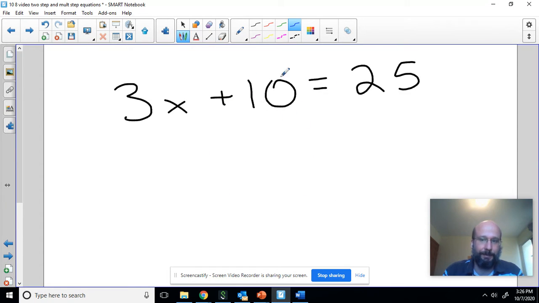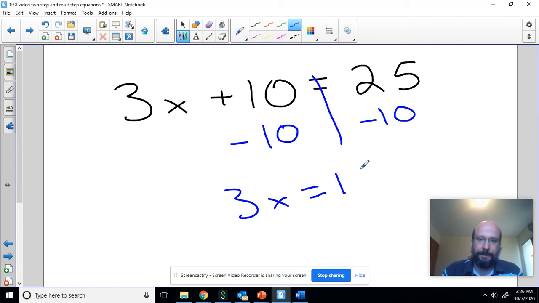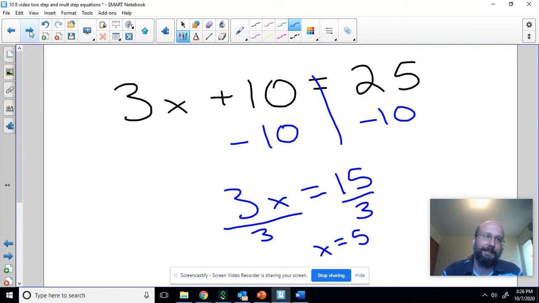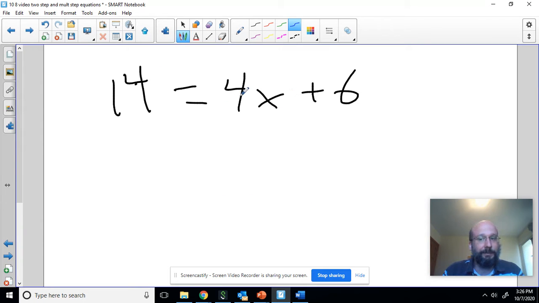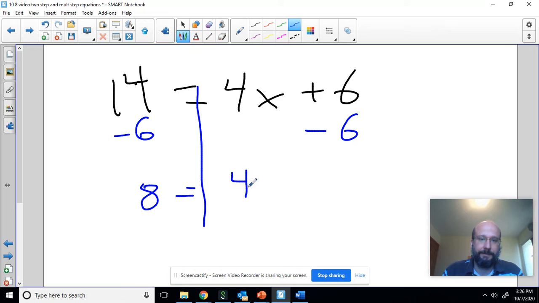This one, same type of problem. So move 10 over. And then divide by 3. Right? The opposite of this multiplication is division. Remember, you want to get the variable by itself. So in this one, even though the variable is on the right, your first step is still the same. You're still getting this variable by itself, so you still have to move this over. So this will be 8 equals 4x, and then divide by 4. 2 equals x.